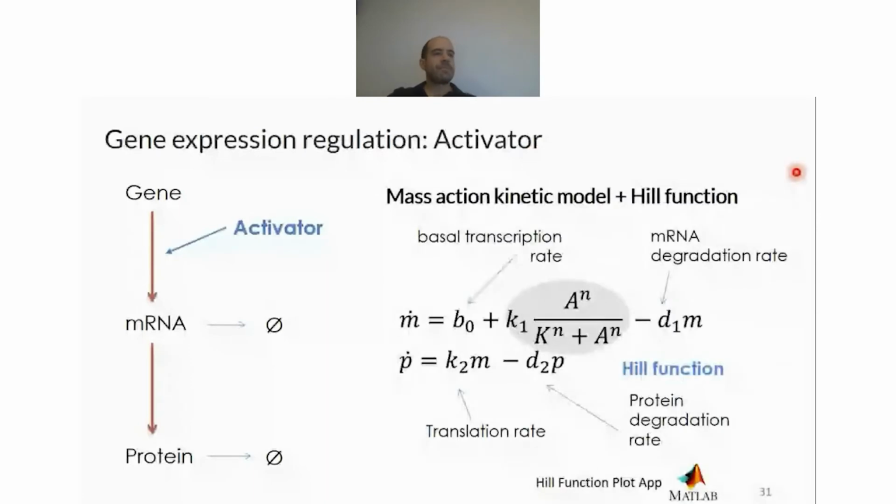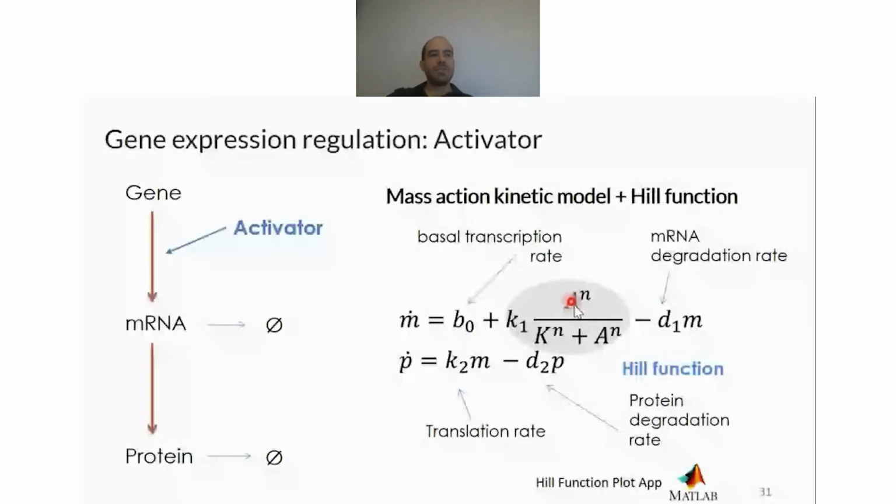So basically, the equations look very similar to the ones before. The protein equation is the same. Protein changes depending on the translation rate and the amount of mRNAs, and it goes down depending on the degradation rate of the protein. But we have a difference in the equation of the mRNA. This part is the same. The degradation depends on the degradation rate, and the production of the mRNA depends on this equation, which is known as a Hill function, that we will see how it works a bit later.